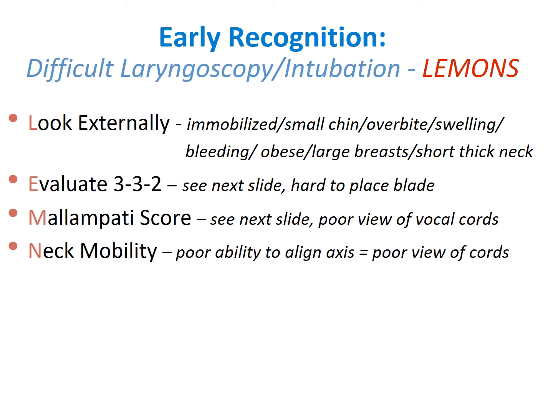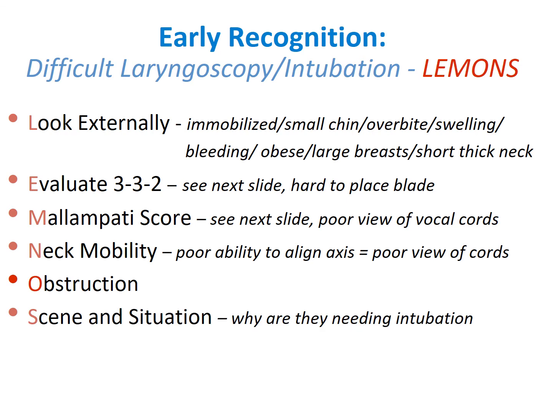Neck mobility, again, we talked about this. If you can't move the neck, you're not going to be able to align the axes, which I'll speak about in the next slides, which also means you're not going to be able to find the cords. Is there presence of obstruction? We talked about that. Things in the way, you can't see. Scene and situation. Why are they needing intubation? What are those indications that we talked about? That's going to help tell you a little bit about what you might be in store for.